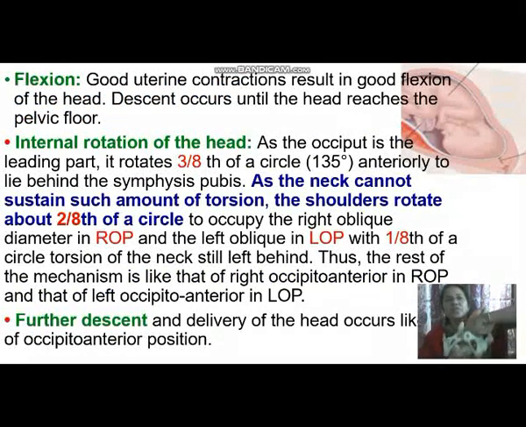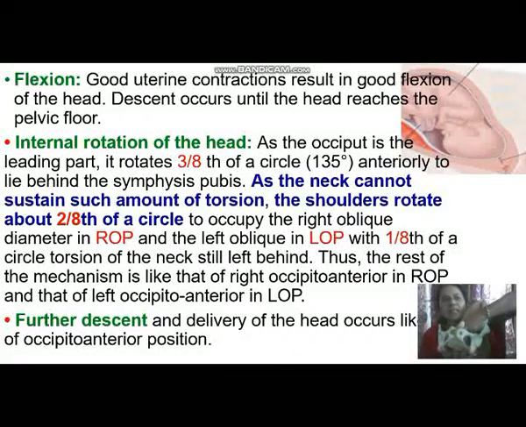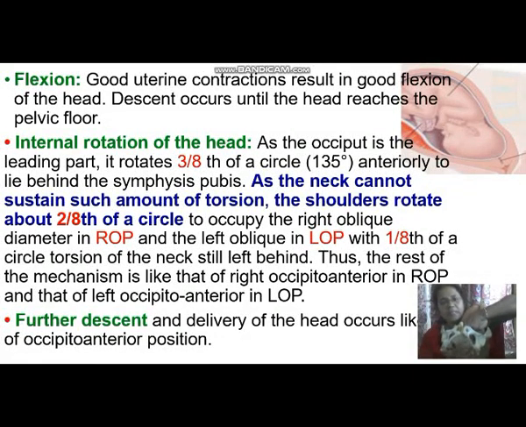Next is the flexion. With a good uterine contraction, the result is good flexion of the head. The head, with good flexion, descends until the head reaches the pelvic floor. You can see the head reaches the pelvic floor. Next is the internal rotation of the head. When the head reaches the pelvic floor, the occiput is the leading part, and when the occiput touches the pelvic floor, it rotates 3/8 of the circle. Only the head rotates, not the body. Okay, so the head rotates 3/8 of the circle anteriorly to lie behind the symphysis pubis.